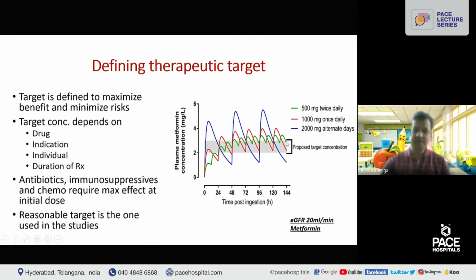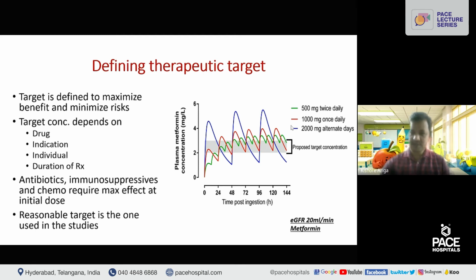So this is the therapeutic target which we want, and the therapeutic target depends upon the drug, what indication we are giving that drug for in a specific individual, because an individual can have abnormal clearance, abnormal hepatic clearance, and the duration of the treatment. And as I've already told, antibiotics, immunosuppressives, and chemotherapy will require maximum effect at the initial dosages. So what is the target concentration which we should target for a specific drug?